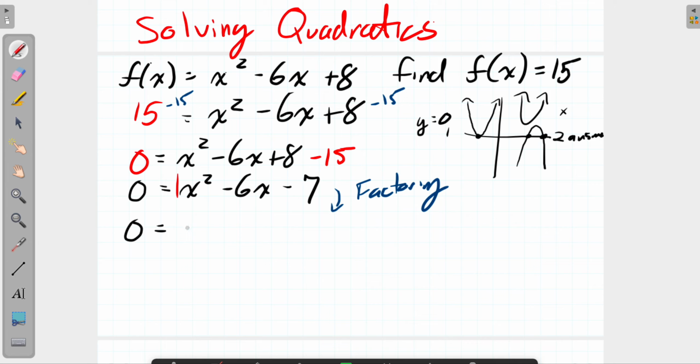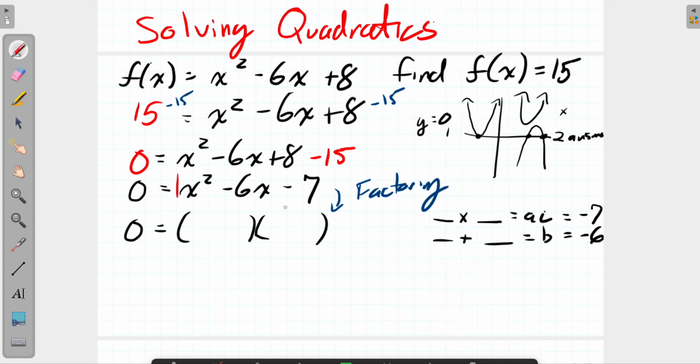I can say 0 is equal to, in my set of brackets, I just need two values that multiply to a times c, and because a is 1, it's just the c value, negative 7. And those same two values add to the b value, which happens to be negative 6, okay? And because it's an a value of 1, I don't have to go through the decomposition, then common factoring, and then factoring those groups. I can just jump right to the final form here. These two values, they're going to be the second term, and my first term in each bracket, I already know is just going to be the variable x.